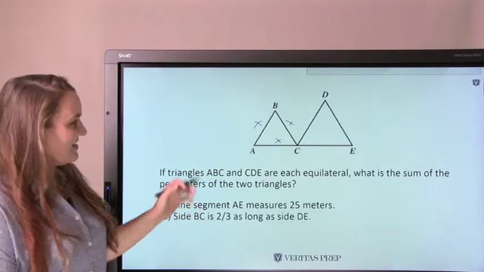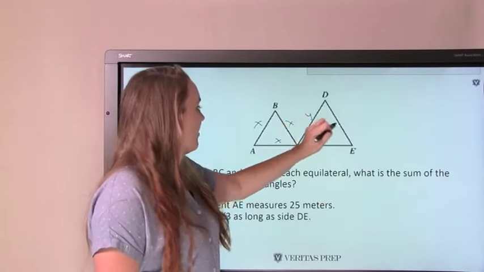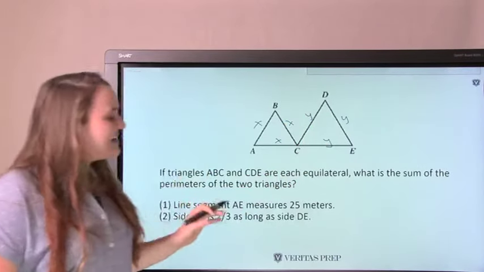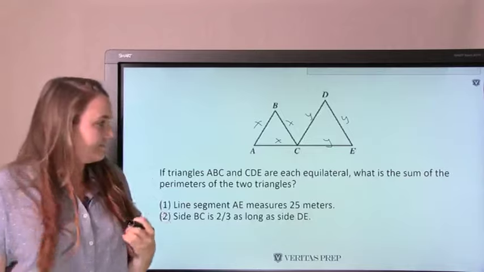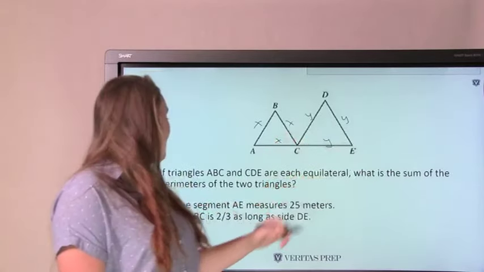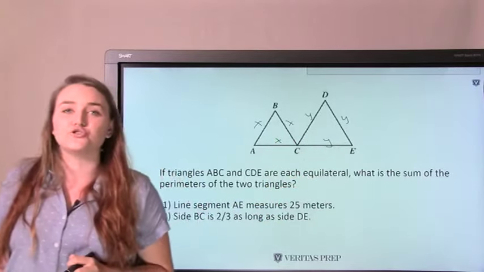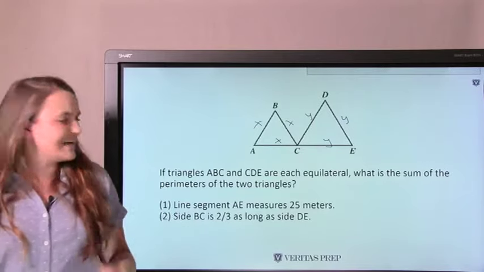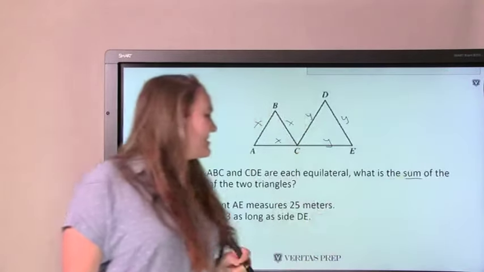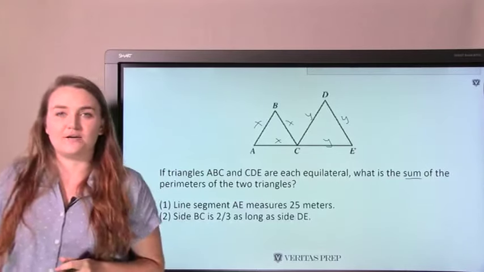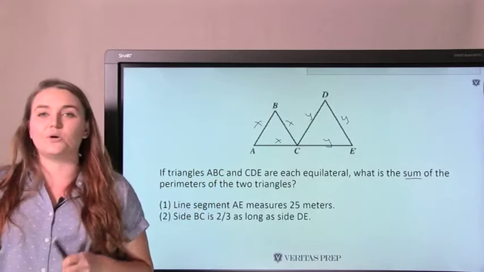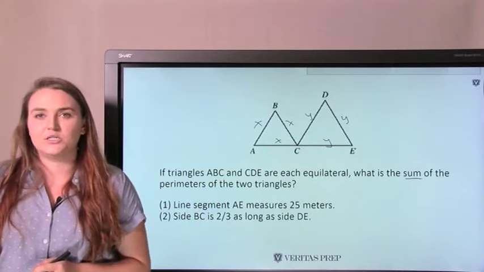And each of my sides of CDE is the same, so we could call that Y. Then what is the question asking us for? It asks us for the sum of the perimeters of the two triangles. So it's asked us for a sum here. The sum of the perimeters of the two triangles. In terms of the information I've laid out here, what is this question asking us for?